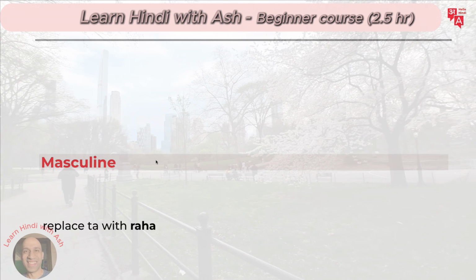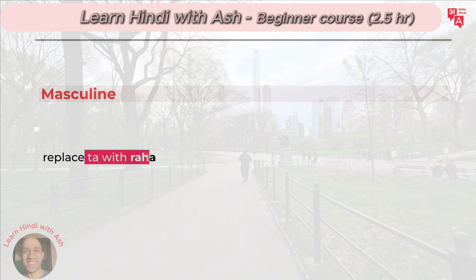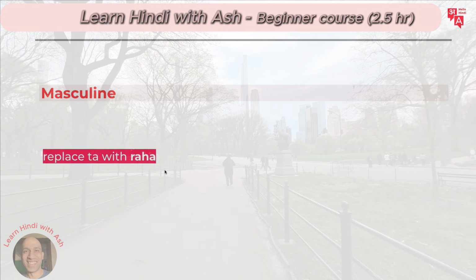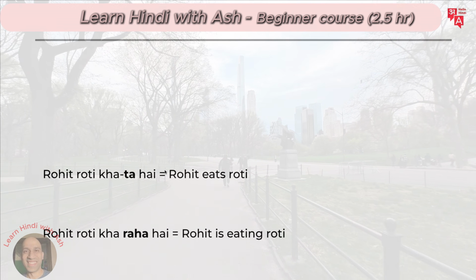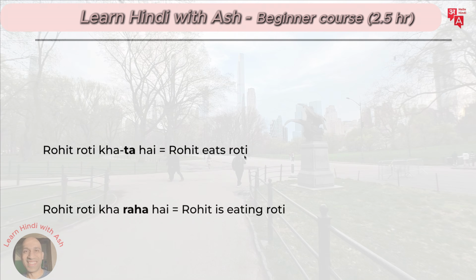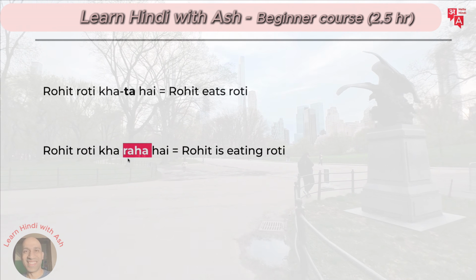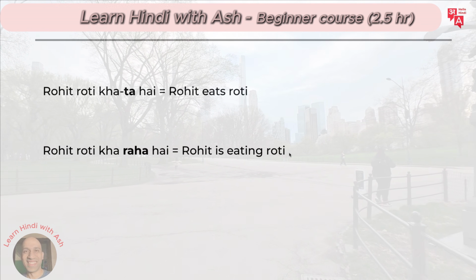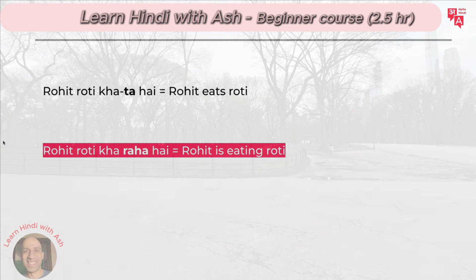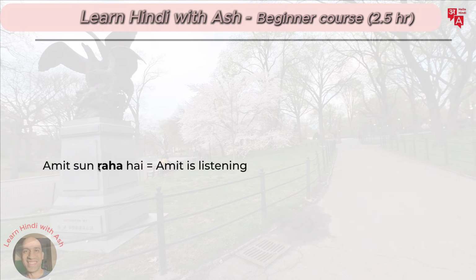Now that you know the feminine, the masculine is super easy. All you need to do is replace the ta with raha. Raha. Like this. Right? Very easy. So how do we say this? Rohit roti khata hai means Rohit eats roti, right? And then you just replace the ta with raha. Super easy. Rohit roti kha raha hai, right? Means right now he's eating. This means he eats every day, and this means he's eating right now. Those are the two subtle, important nuances of Hindi, right? Even in English, you have the same.